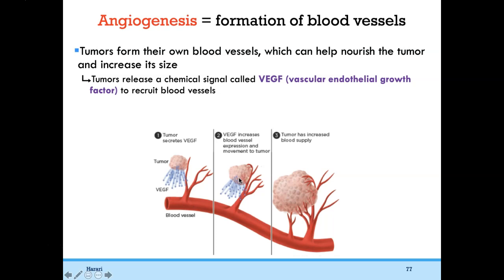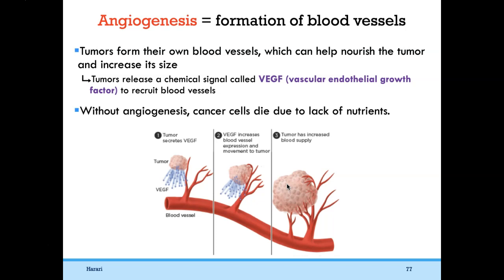So this is a huge adaptation for tumors. So tumors can basically tell our own blood vessels to come closer. So then our tumor will have an increased blood supply. This is what helps tumors grow and helps tumors metastasize, right? By releasing this chemical signal, our blood vessels will grow right into the tumor, just like the tumor wants.